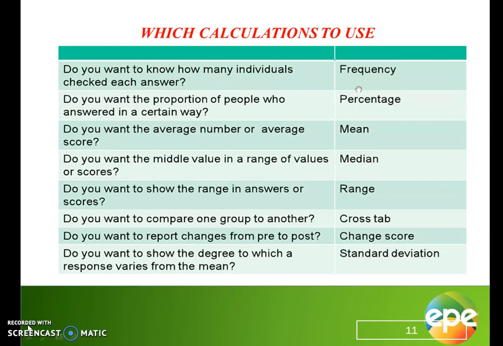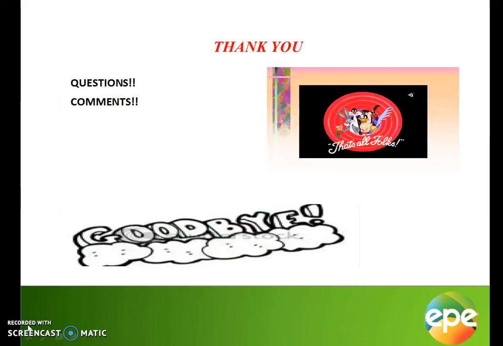You want to show the range in answers or scores? Range could be used. You want to compare one group to another? Cross-tabulation could be used. And you want to report changes from pre to post? The change score technique could be used. Or you want to show the degree to which a response varies from the mean in the analysis? Standard deviation could be used.